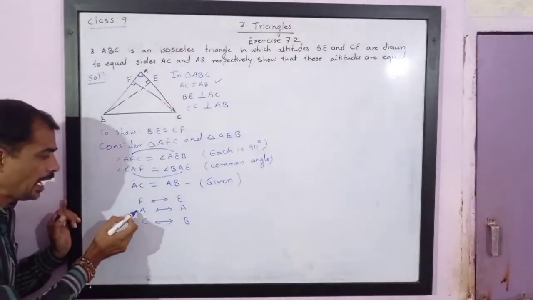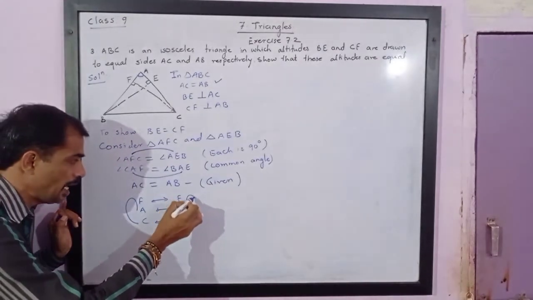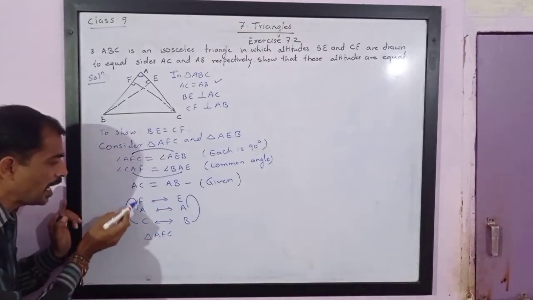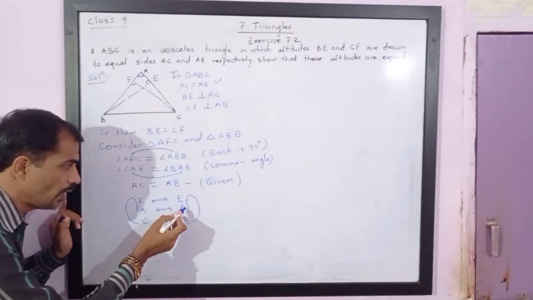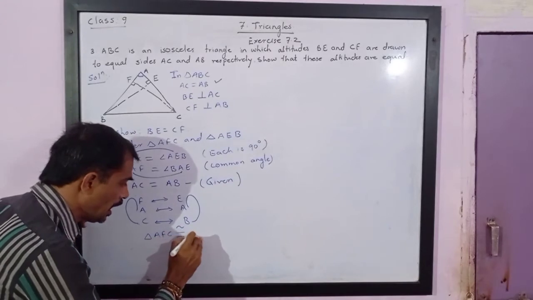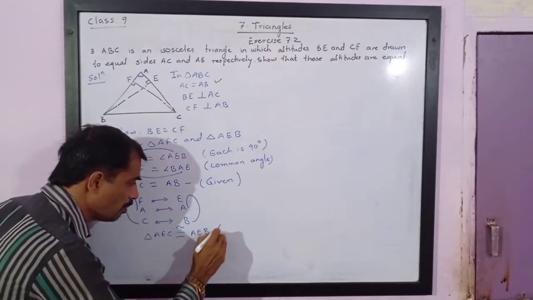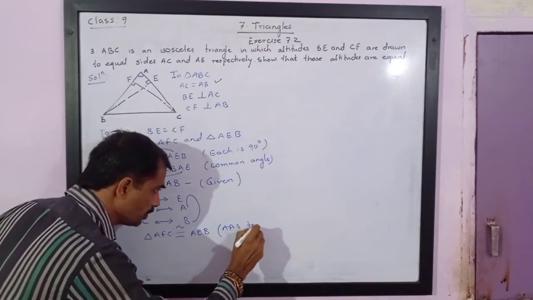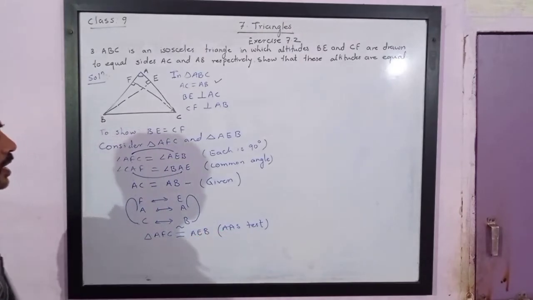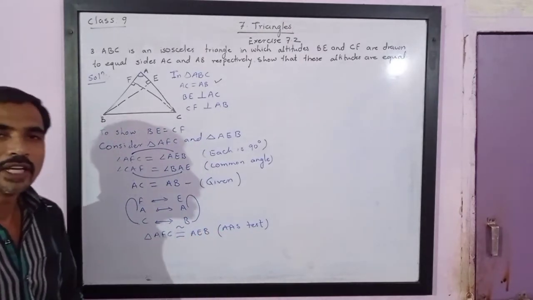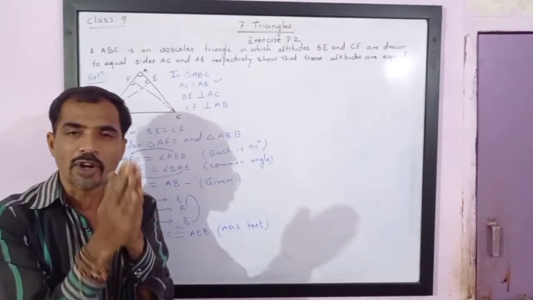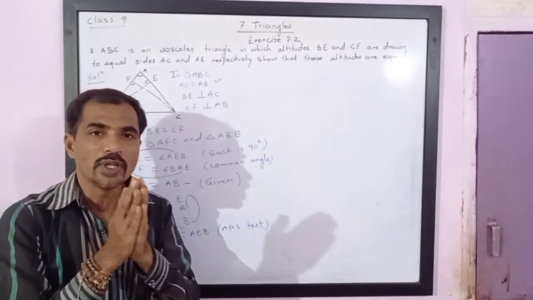So triangle AFC corresponds to AEB. We have written second, first and third vertex this side, so this side also we need to write second, first and third vertex: congruent to AEB by angle side test. So these two triangles are congruent by angle side test. It means if you keep these two triangles one above the other, their sides will exactly coincide with the corresponding sides, and angles will also coincide with the corresponding angles.